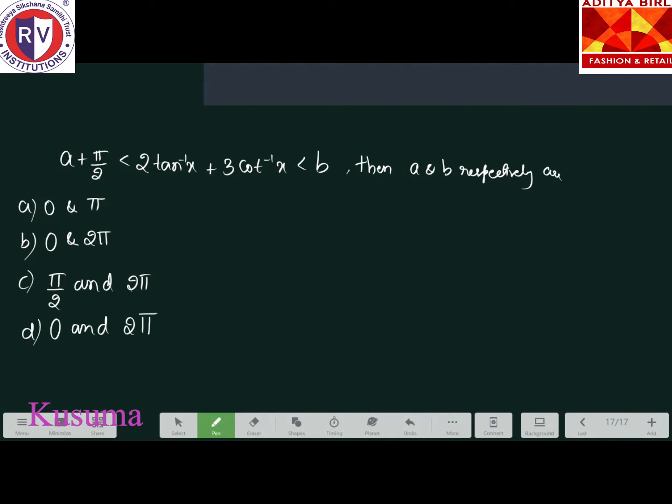Okay, so here also we make use of tan inverse x plus cot inverse x is equal to pi by 2. But here it is 2 tan inverse x and here it is 3 cot inverse x. So I can write this as 2 into tan inverse x plus cot inverse x plus cot inverse x. Can we write it like this?